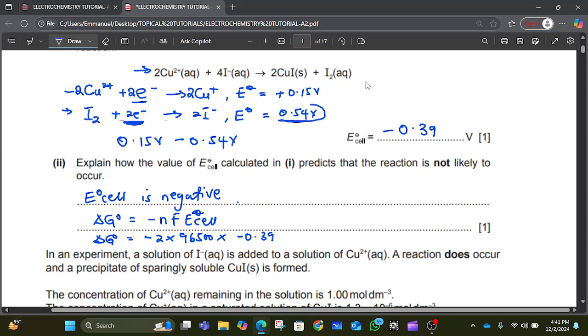Now, if you multiply these values together, you can see that we are getting a positive Gibbs free energy value of 75270 joules. Now, anytime Gibbs free energy is positive, the reaction is not feasible. So for a reaction to be feasible, Gibbs free energy must be negative. And so this is also another way to say it. But it is better to go for this, though every examiner understands that once the E naught of cell is negative, the reaction is not likely to occur.